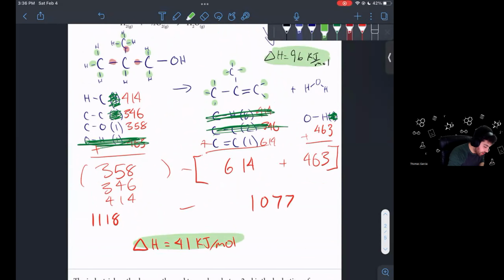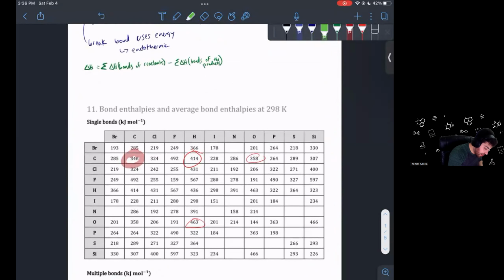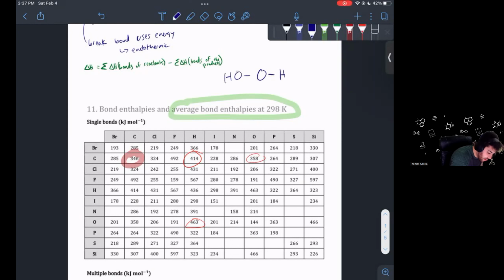When we take bond enthalpies, one thing you might notice is our table says average bond enthalpies, which tells you that these aren't exact values, much like our atomic masses are average atomic masses of different isotopes. These are the average bond enthalpies of a substance. If I look at the OH bond in hydrogen peroxide, or I look at the OH bond in water, this bond right here and this bond right here are very different.